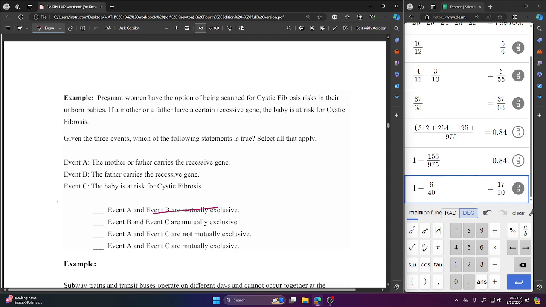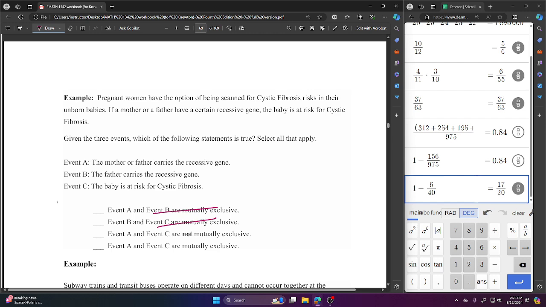B and C are mutually exclusive. So father carries a gene, baby at risk. Could they never happen together? No, they would happen together, right? Father has it, baby at risk. So that doesn't make sense. Okay. A and C are not mutually exclusive.